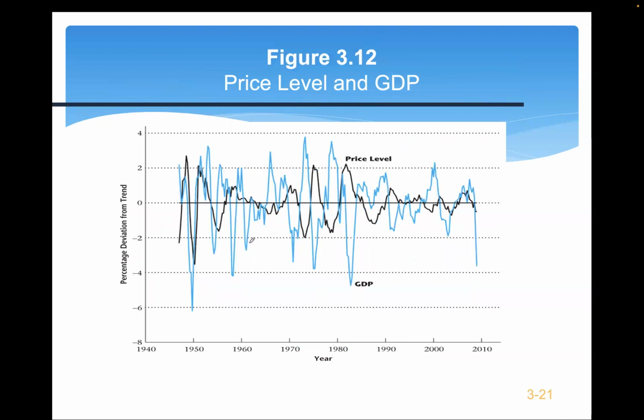Now let's look at the price level, looking at it in a different way. Sometimes they move together and sometimes they move in the opposite direction, like here. They just move in the opposite way, right? But sometimes it's a positive correlation. So their relationship is not very clear.